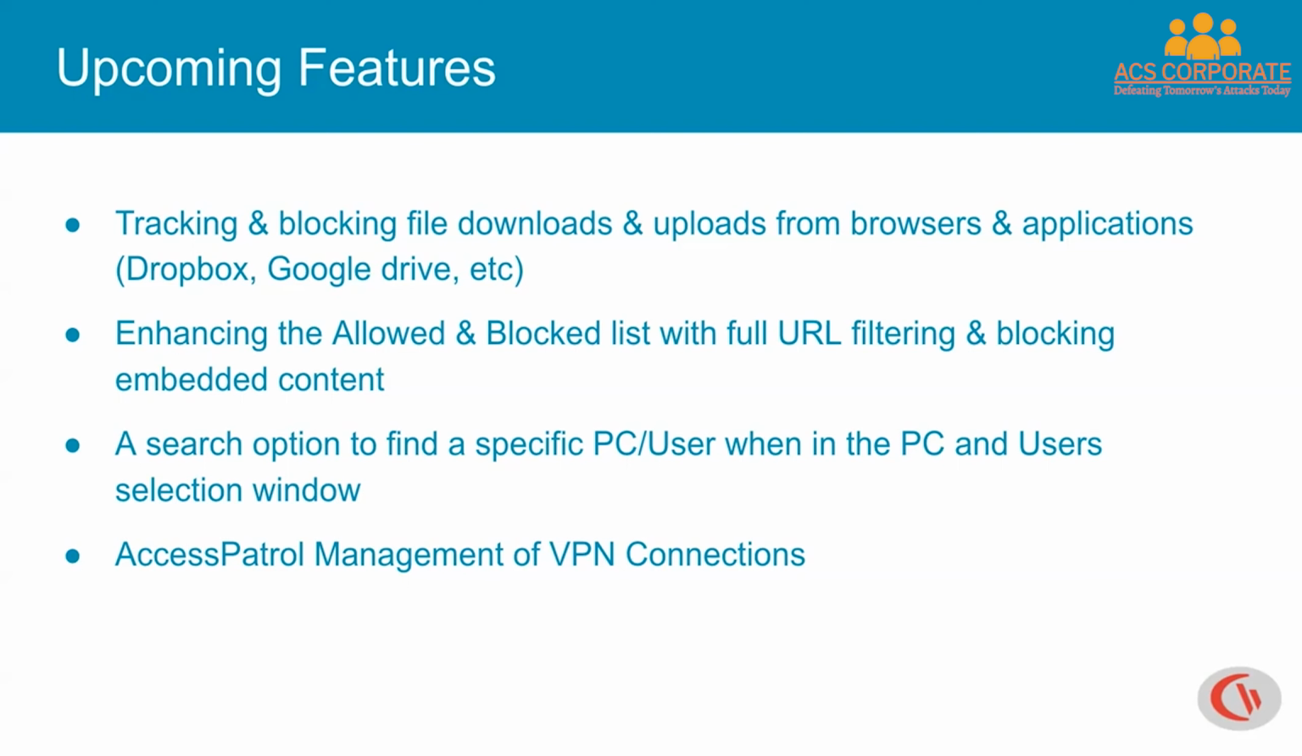So that's pretty self-explanatory. A search option to more easily find a specific PC or user when in the selection window. So rather than using the dropdown from the folder view, just being able to type in a specific user's name or a specific PC or device will make it a lot easier to find that specific user. And then for AccessPatrol, we're potentially rolling out management of VPN connections there. So those are all coming up soon, and we're excited to roll those out.